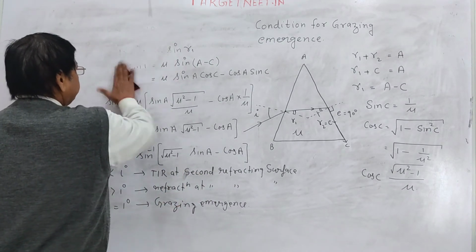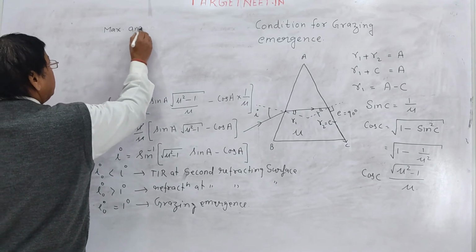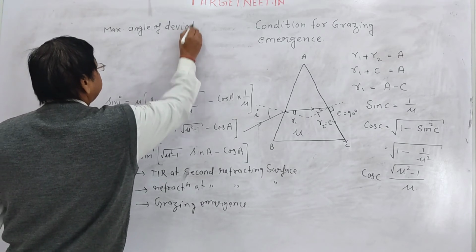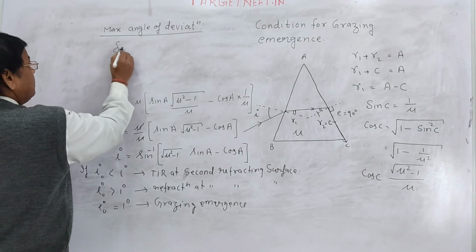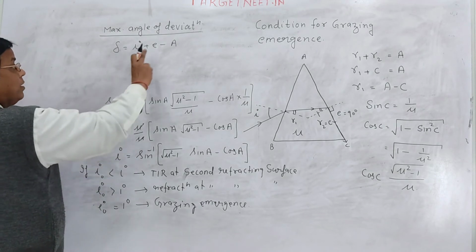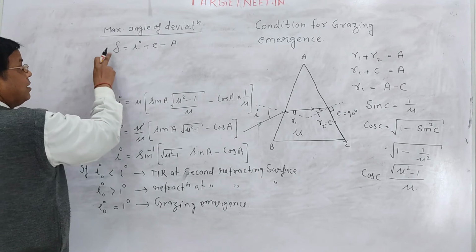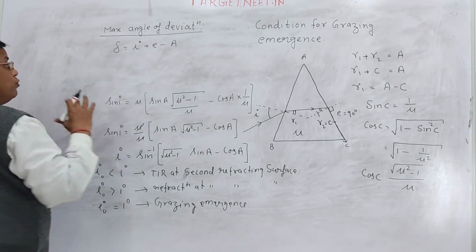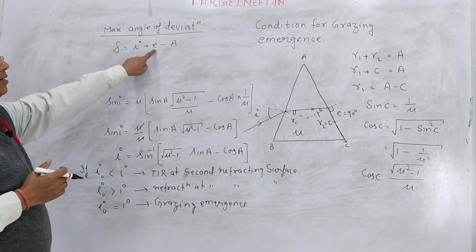Maximum angle of deviation. You know, angle of deviation is I plus E minus A. So when E is maximum, angle of deviation is maximum, means when E is 90 degree, angle of deviation is maximum. When I is 90 degree, angle of deviation is maximum. So for angle of deviation to be maximum, either I should be 90 degree or E should be 90 degree.